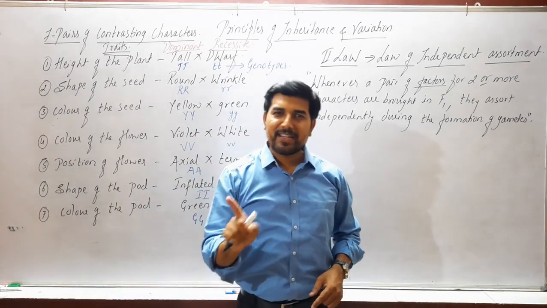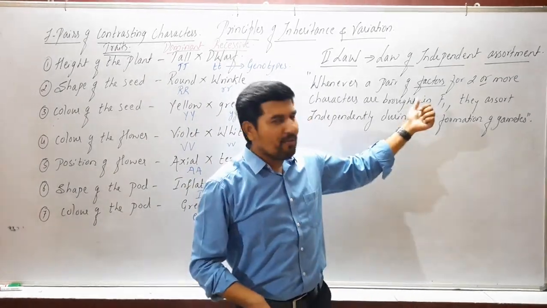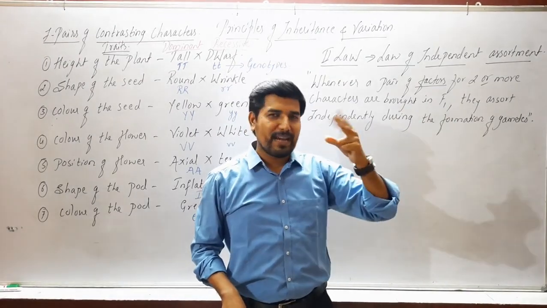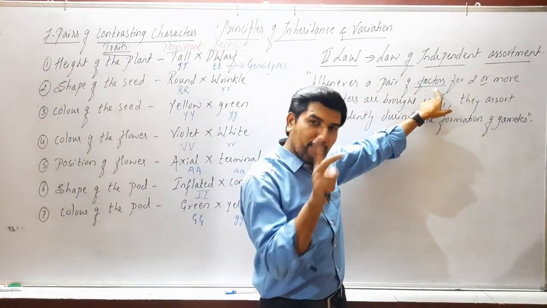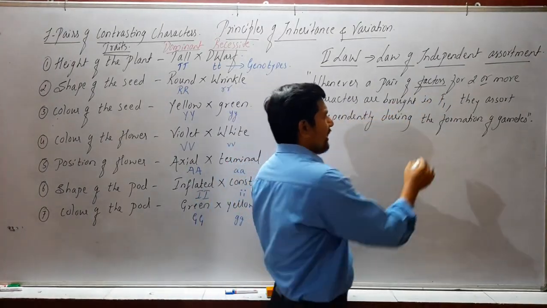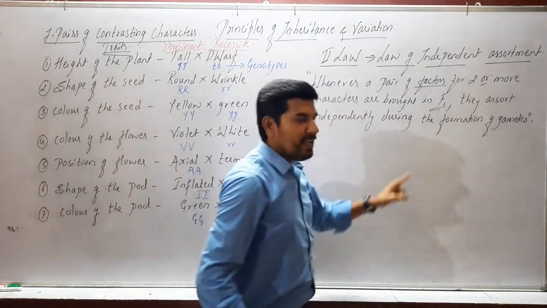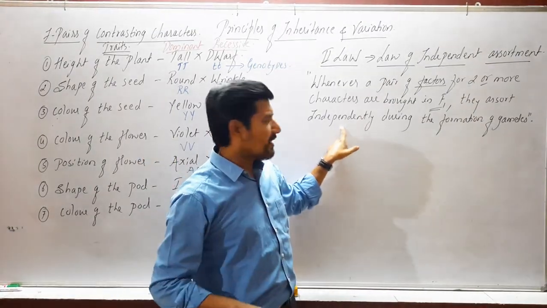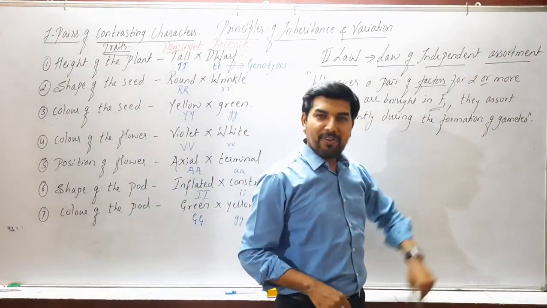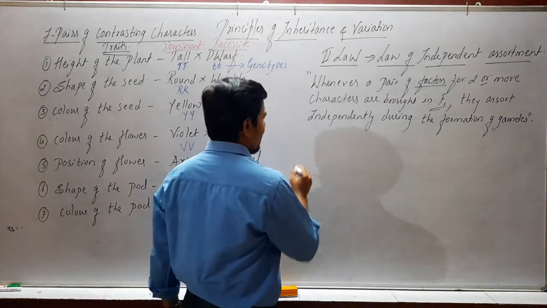The first law of segregation is based on the monohybrid cross. The law of independent assortment is based on the dihybrid cross. So whenever a pair of factors for two or more characters are brought in F1, the first filial generation, they assort independently of each other during the formation of gametes. How is it? Let us look at an example.